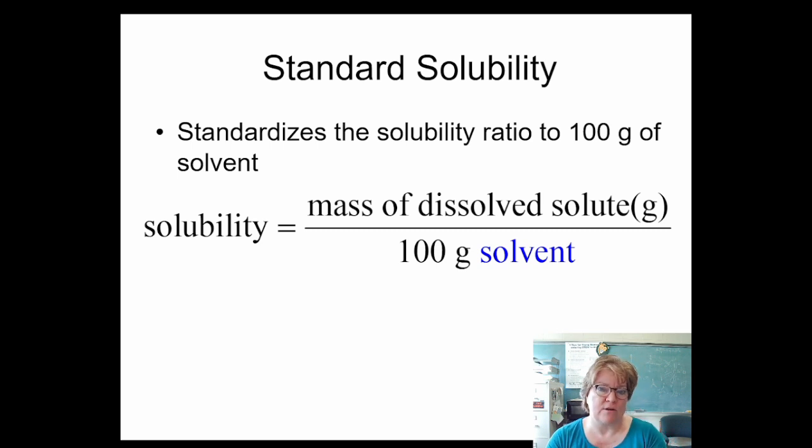In many of our other measures, if we do mass percent or molarity, they are a quantity of solute per the whole solution. So moles of solute per liter of solution for molarity, or grams of solute per grams of solution, which is the whole thing. This one's a little bit different because I'm going to measure the two parts and ratio them.